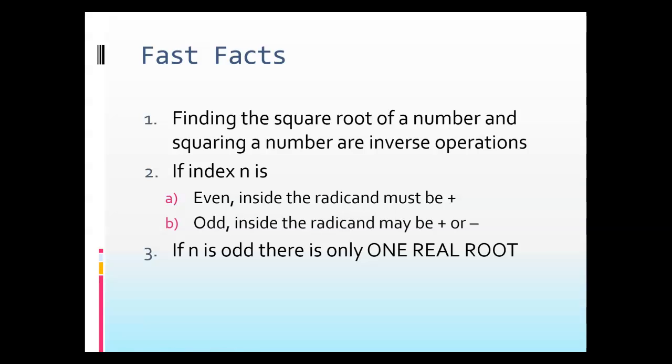Finding the square root of a number and squaring a number are inverse operations. If the index n is even, the radicand must be positive. If it is odd, it can be either. If n is odd, there is only one real root.